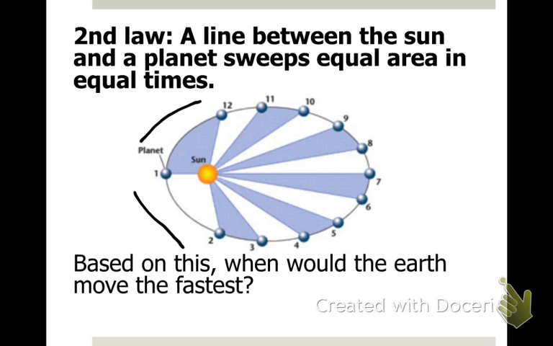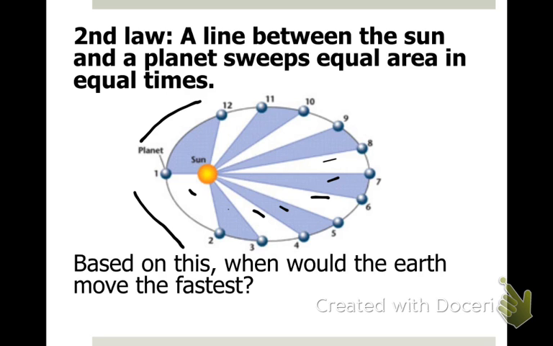So this is simply saying that each of these triangles, this triangle, this one, this one, this one, this one, this one, all of them, they all have the same area. So if you knew how to find the area of a triangle, you could do that for all of these and they would all have the same area. Because of what his second law says, that means that the Earth is going to have to move each distance in the same amount of time.